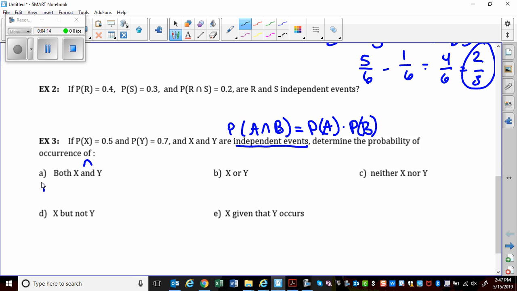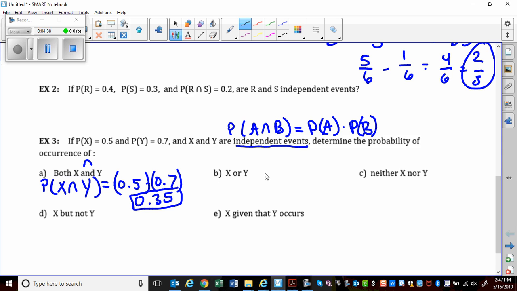So the probability of X and Y equals the probability of X times the probability of Y. I think this is 0.35. You can multiply them. Just a lot of dots going on. Maybe we can use parentheses instead.